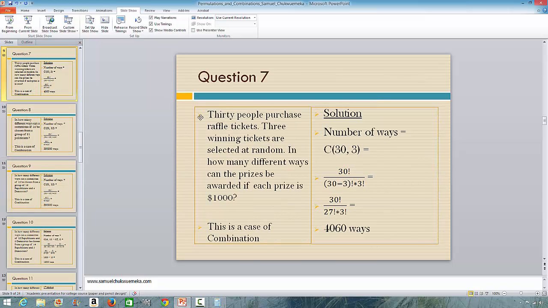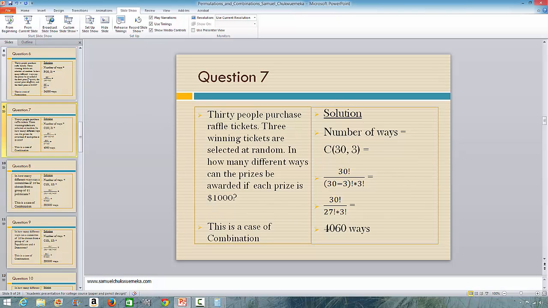Question 7. Question 7 looks like question 6, but I want you to note the difference. 30 people purchase raffle tickets. 3 winning tickets are selected at random. In how many different ways can the prizes be awarded if each prize is $1,000? In this case, it is a combination because it is not in order. They didn't tell us first prize, second prize, third prize. So this is a case of combination.